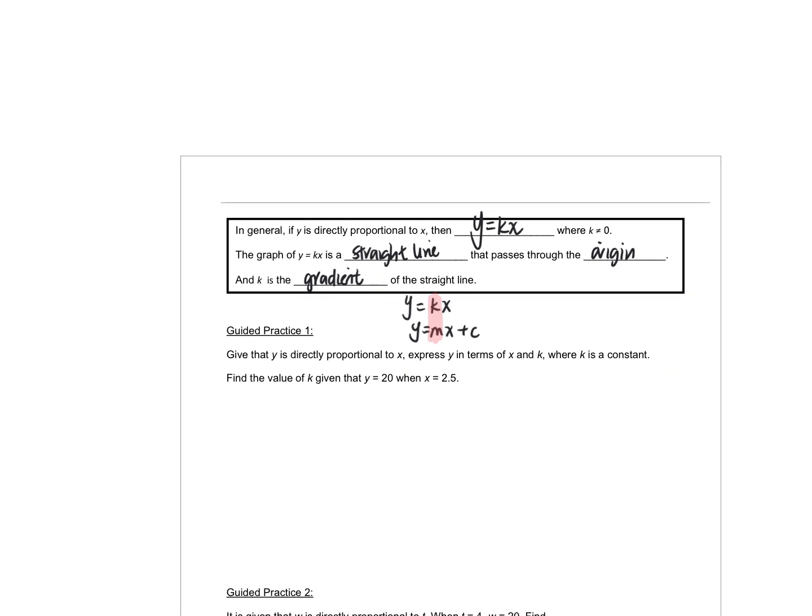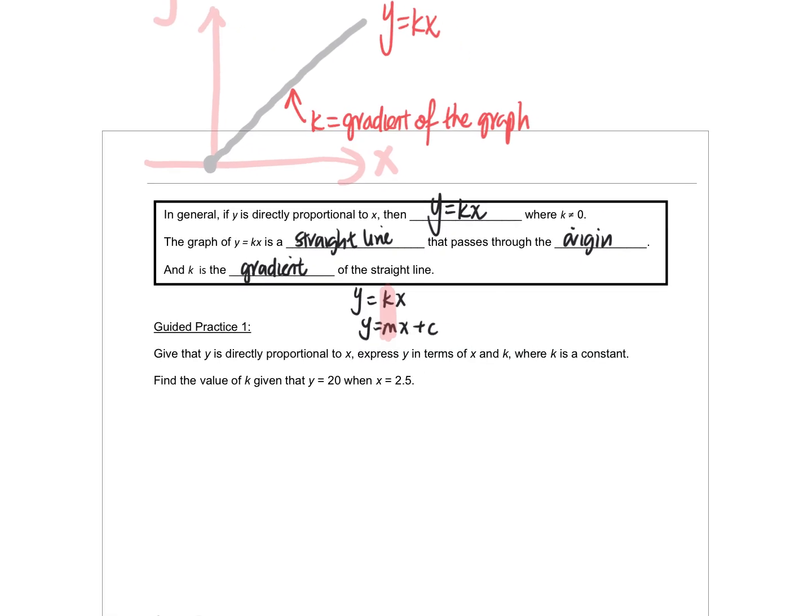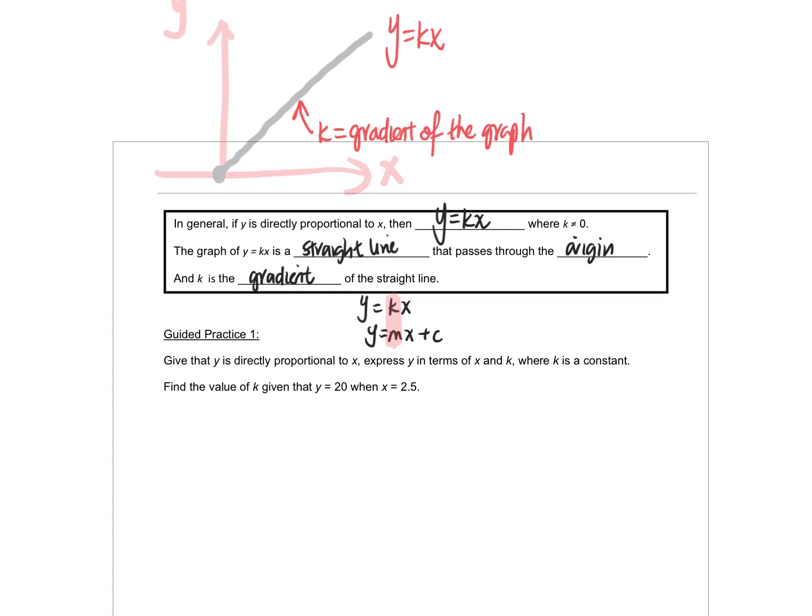So now, I will tell you about directly proportional, and I plot the graph, right? Y and X, they will always form a straight line that passes through the origin. So the K that we are trying to find, this is the equation. The K that we are trying to find is the gradient of the graph.